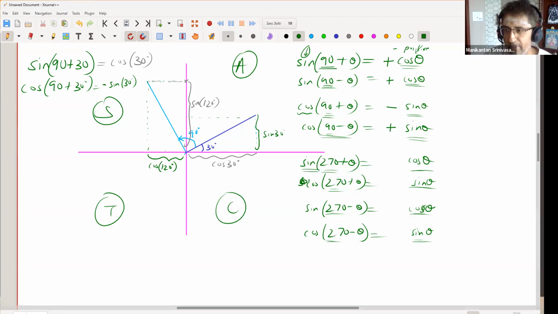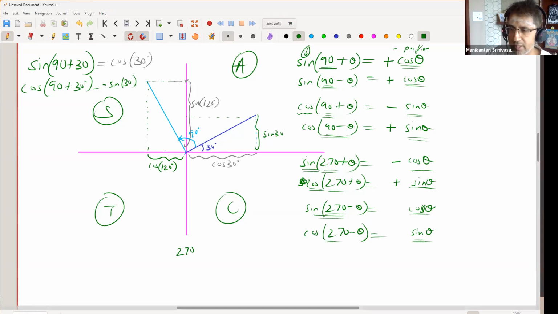So sine of 270 plus theta, right? 270 plus theta falls in the fourth quadrant, where sine is negative. Therefore, it's minus cos theta. Cos of 270 plus theta, 270 plus theta falls in the fourth quadrant again, where cos is positive. Therefore, it's plus sine theta.